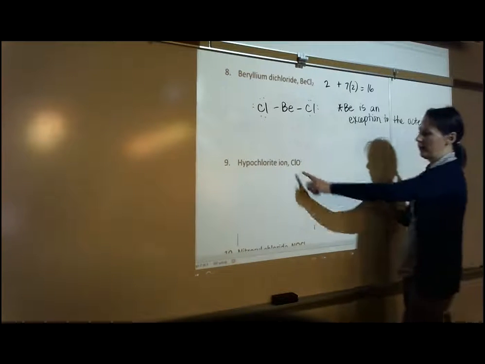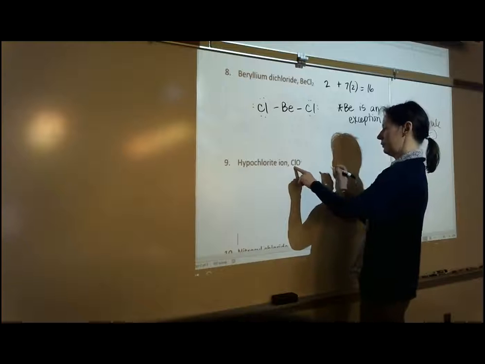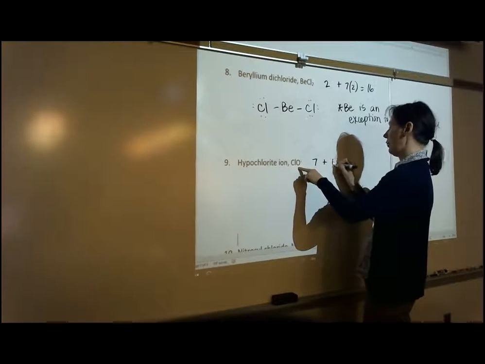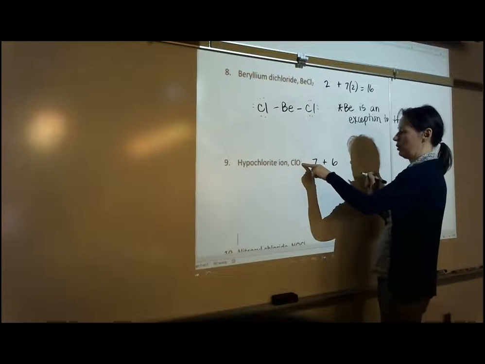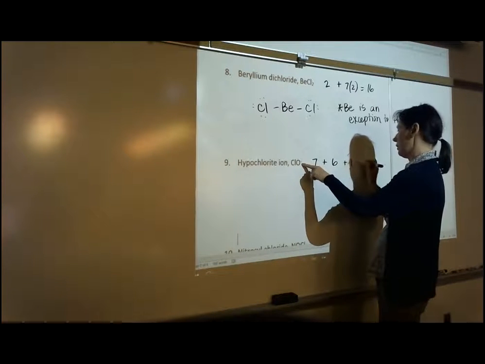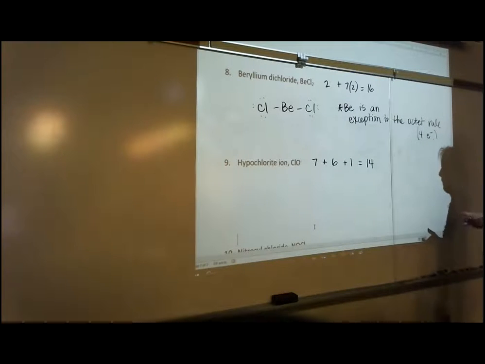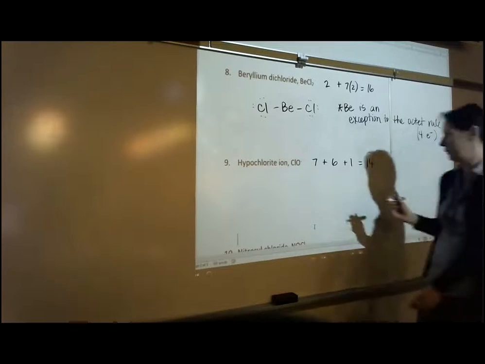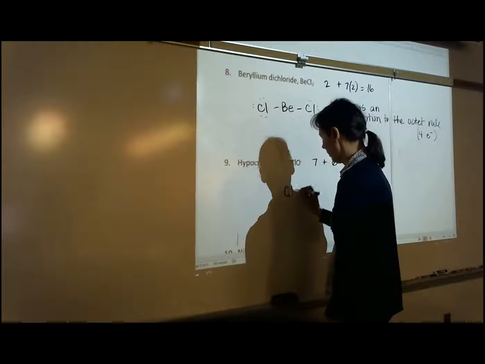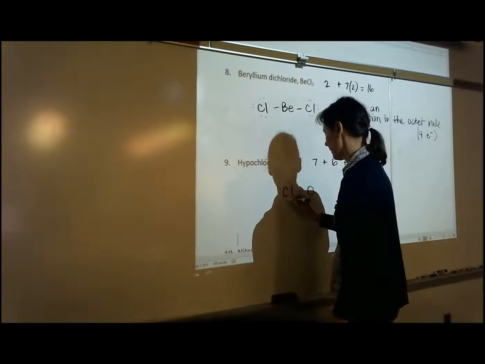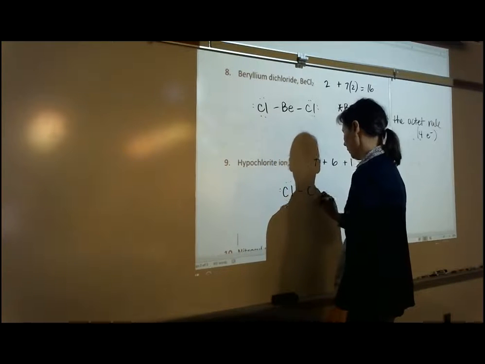Each chlorine has how many? 7, and each oxygen has 6. And what do I do with that negative charge? Add 1, right? So that gives me a total of 14. No central atom because this is just a 2-atom molecule. So Cl, and then O, 2, 4, 6, 8, 10, 12, 14.